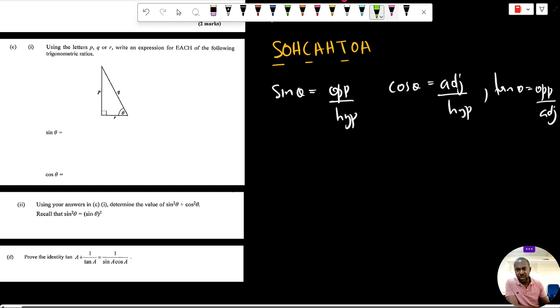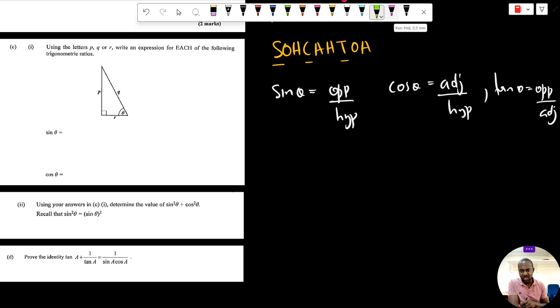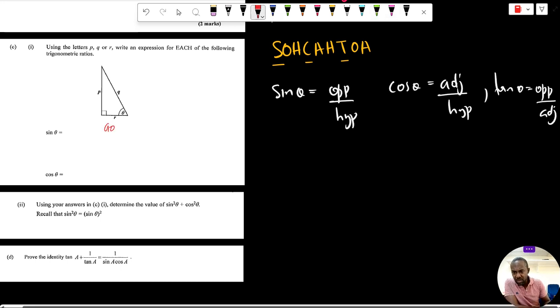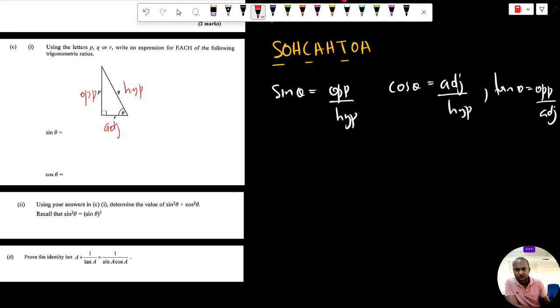So, based on our triangle, as I said before, the opposite is P, and of course, our adjacent is R, and our hypotenuse is Q. So this, of course, is our adjacent, that is our opposite, and this, of course, is our hypotenuse. And so we can therefore say that sine theta is equal to P over Q. Similarly, cos theta is equal to adjacent, which is R, over hypotenuse, which of course is Q, right? So those should have been easy marks for that part of the question.